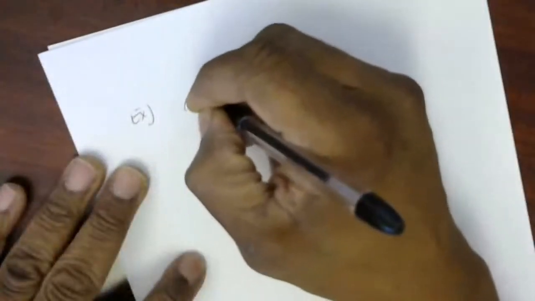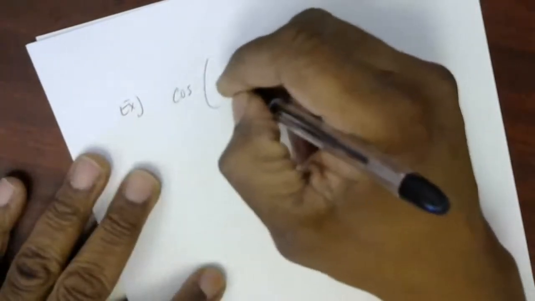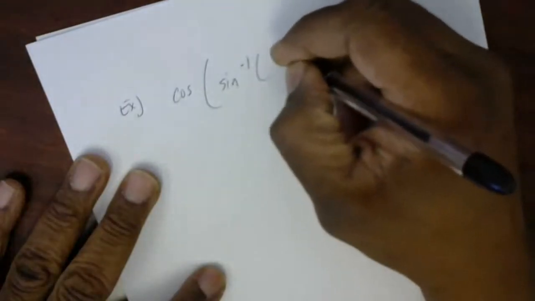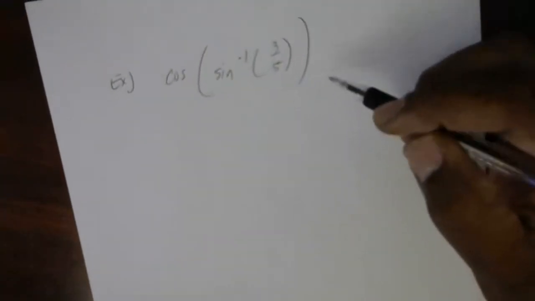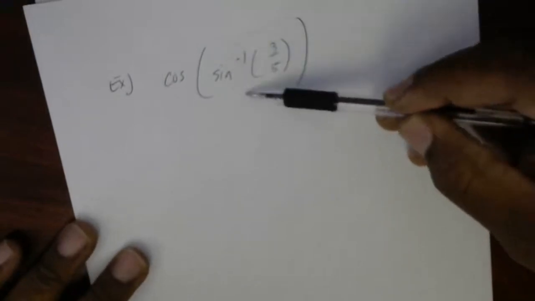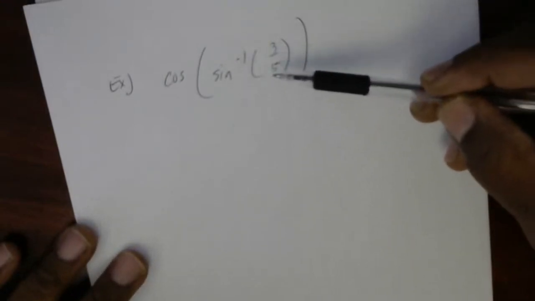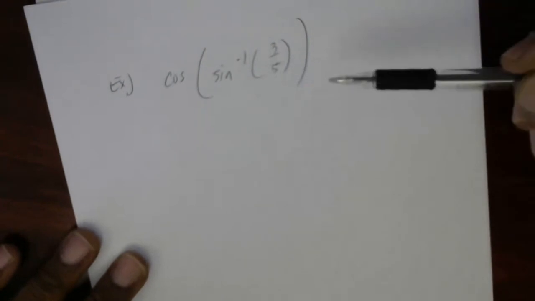All right, so we're asked to find the cosine of the arc sine of 3/5. Notice that the arc function is our innermost function. So in order to find the arc sine of 3/5, we're going to have to sketch out a triangle.